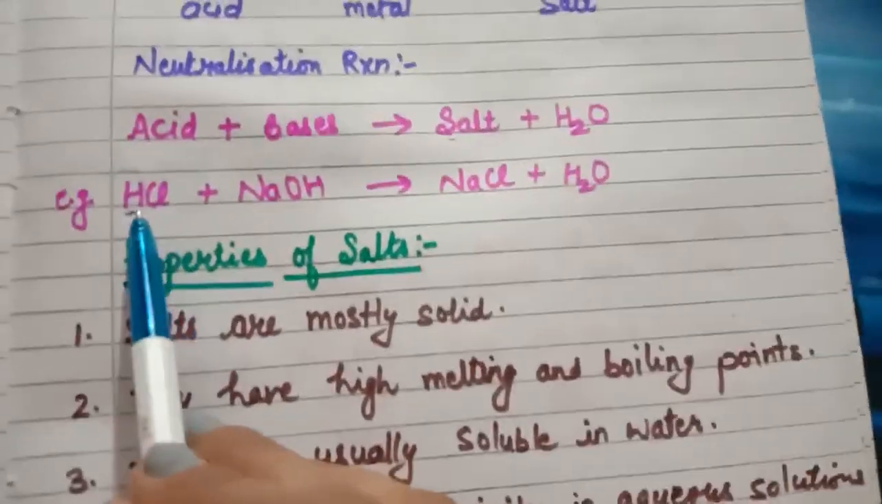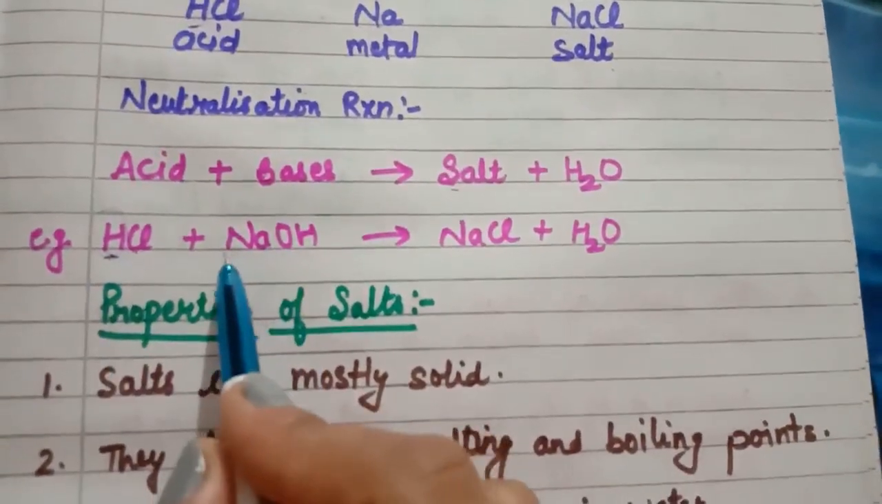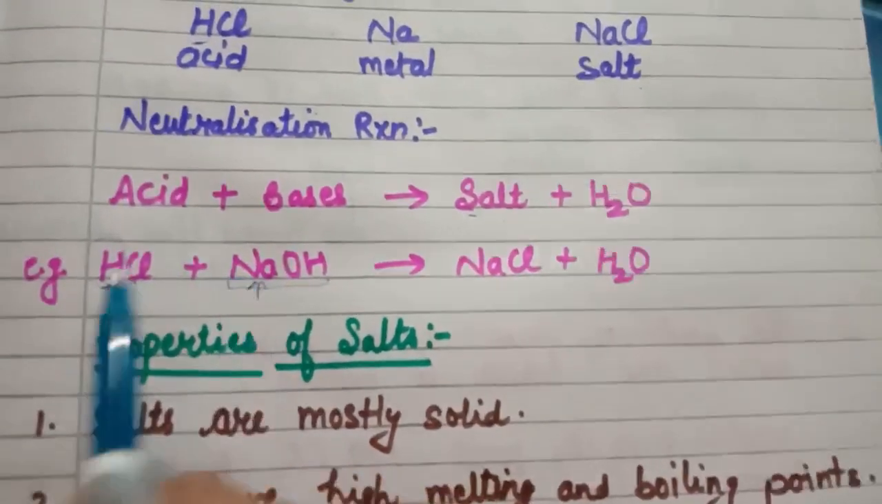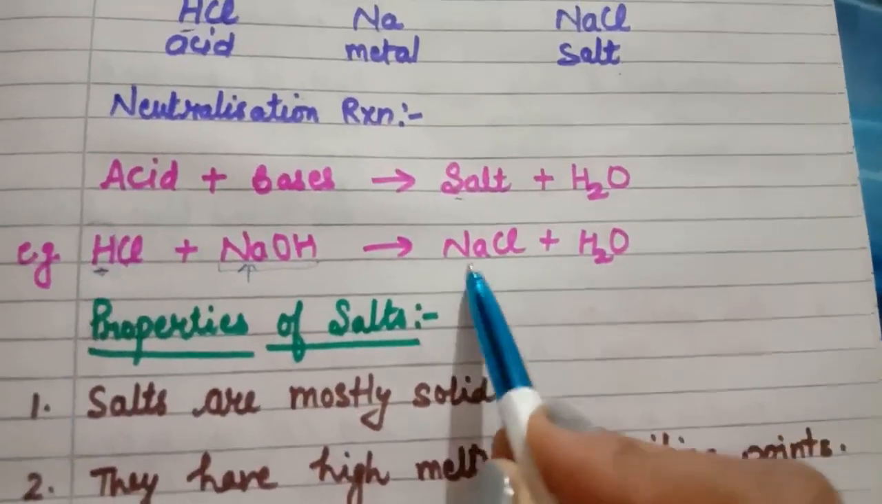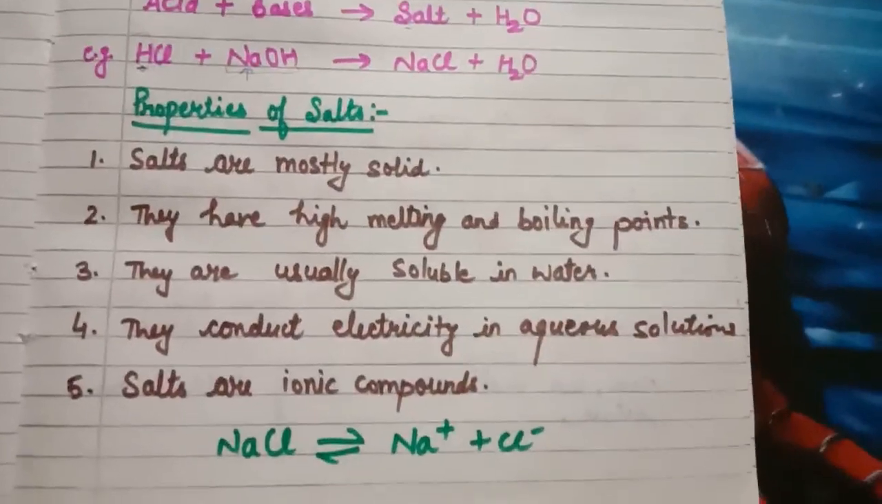So here it is also the same. If we have an acid HCl, then it reacts with sodium hydroxide. Sodium is a metal. So this sodium metal replaces this hydrogen to form NaCl. So this NaCl will be a salt. Next are the properties of salt.